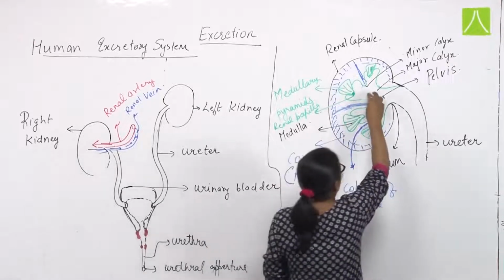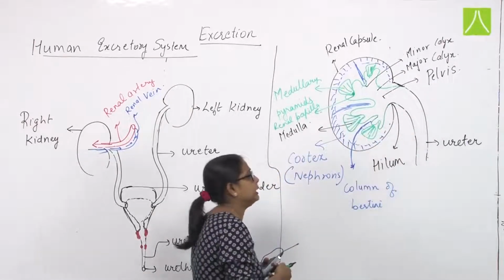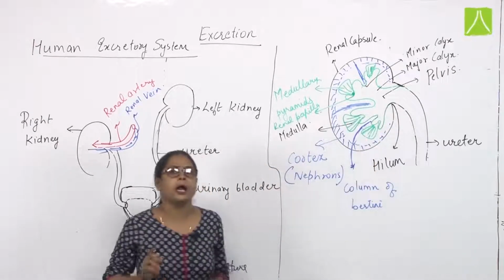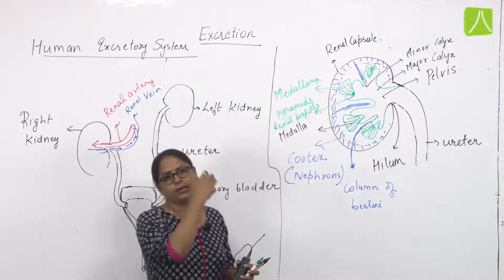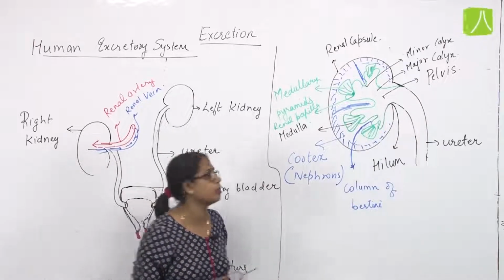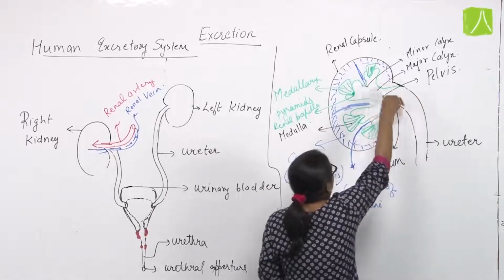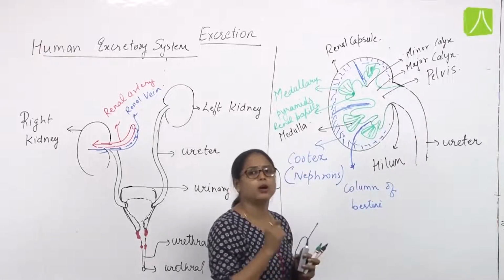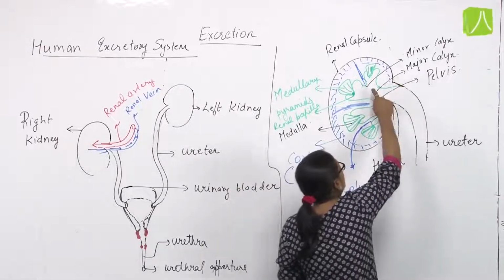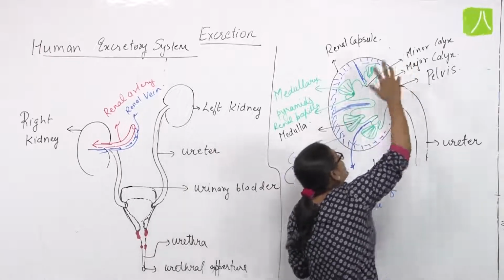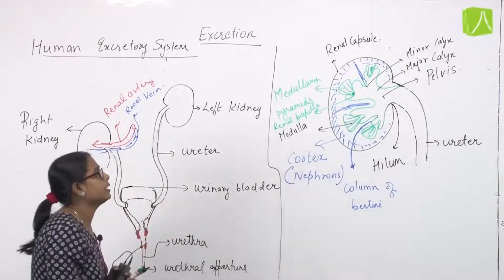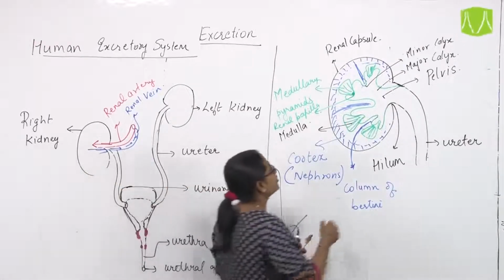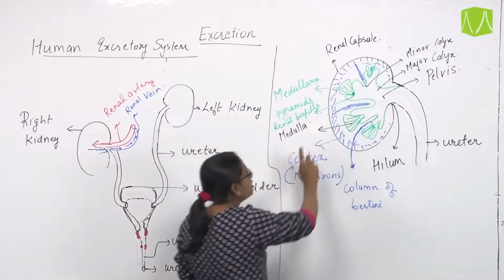Now the place from where the ureter enters inside the kidney is known as hilum, and this is the place from where the renal artery enters and the renal vein exits, carrying the blood out after removal of metabolic waste. When the ureter enters, it broadens into a structure known as pelvis, and this pelvis divides into major calyx, which again divides into minor calyx, and in between these minor calyx the medullary part forms a conical extension known as medullary pyramid. This medullary pyramid opens at a point known as renal papilla.